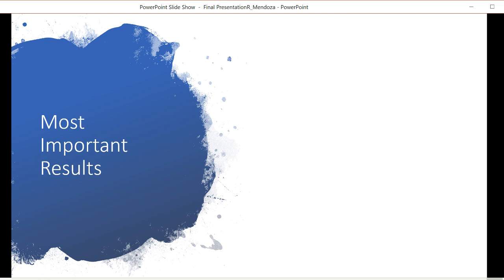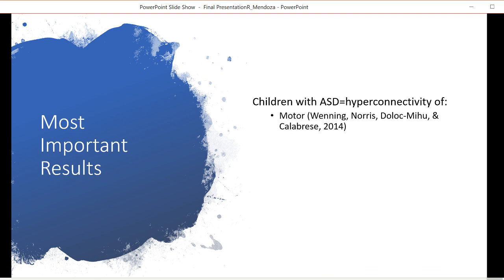Most important results. In this study, children with ASD were deemed to have hyperconnectivity in a number of neural networks, including the motor network, the motor neural network. According to Wenning, Norris, Dolick, Mew, and Calabrese, motor neurons are associated with movements, which could explain why some children with ASD could engage in characteristic self-stimming movements, such as rocking back and forth and shaking hands in the air.